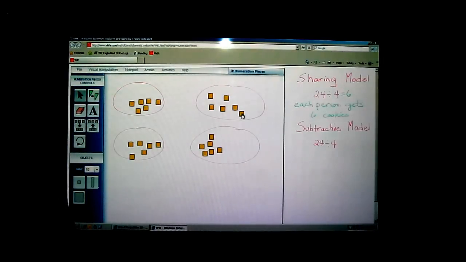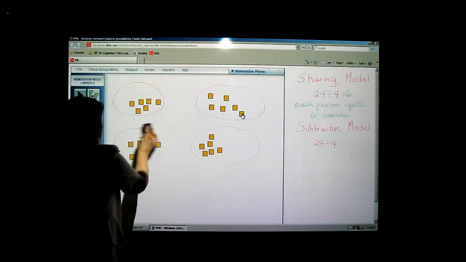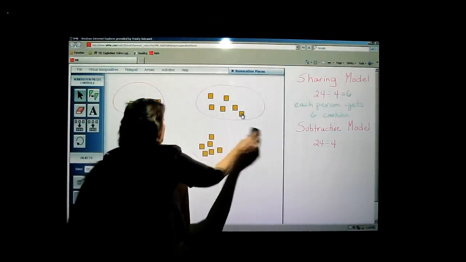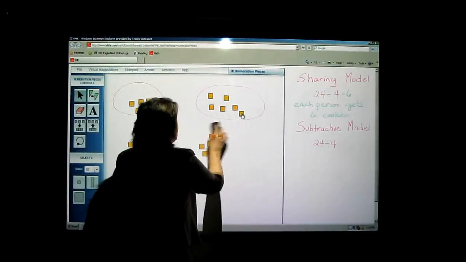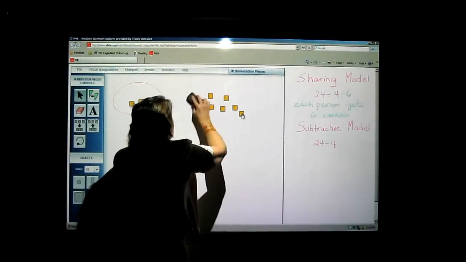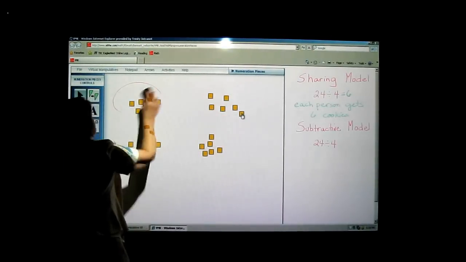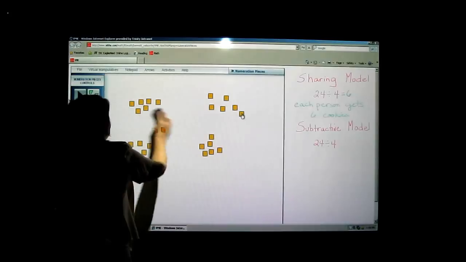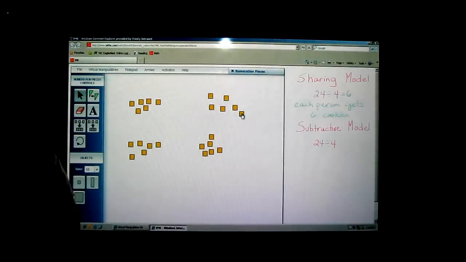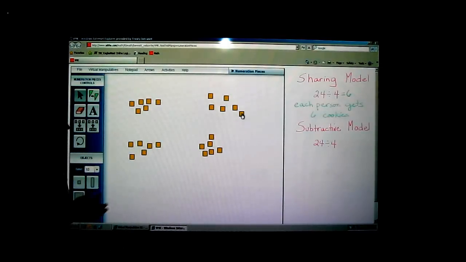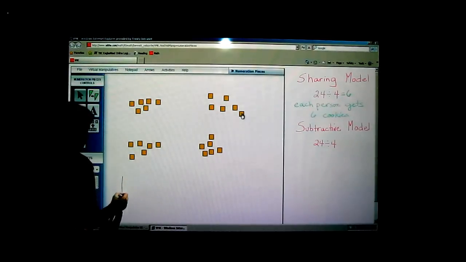Right. The subtractive model looks at division, the same problem, with a different concept. In this case, it might be something like, Mom is packing lunches for the kids, and she decides to put 4 cookies into each person's lunch. How many lunch bags can she fill with cookies? So in this case, we don't know how many groups to make because we don't know how many lunch bags she's going to fill.